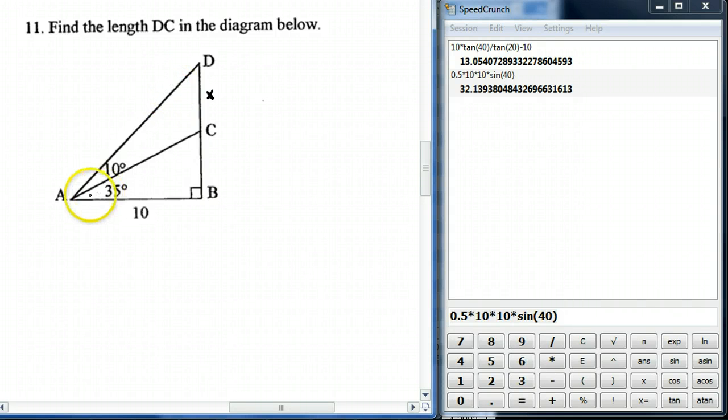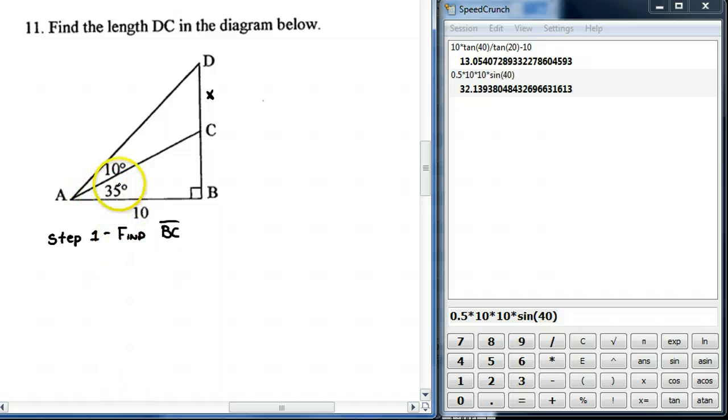But what I do have is two right angle triangles. I have triangle ABC and I have triangle ABD. And if I can find length BD and length BC, I can then find the difference of them, which would be length CD. So with this question, step 1, I'm going to find length BC.